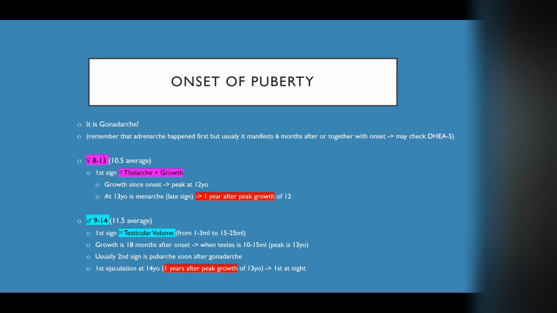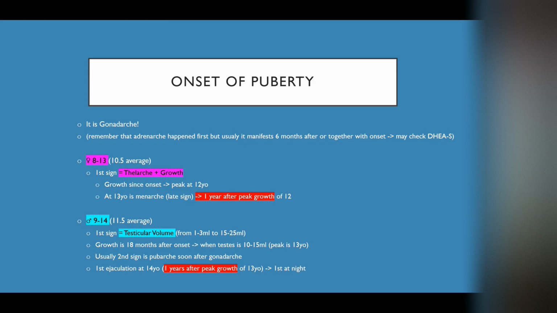Don't say menarche, because a lot of students before us failed. When they were asked what is the first sign of puberty, they just said, I don't know, bleeding, menarche. No, menarche happens very late, at 13 years old. And this woman already since 10 years has had thelarche and growth rate. Breast and growth in women, testicles in males. Ejaculation and menarche are late events.